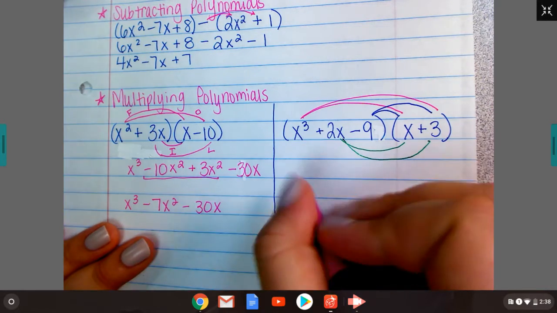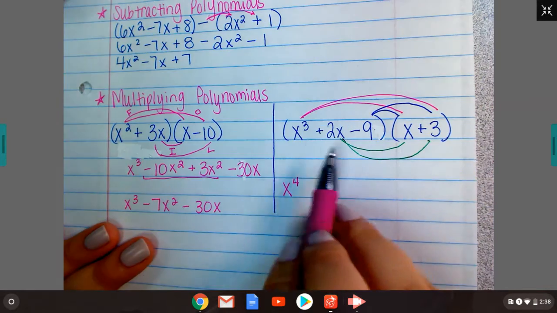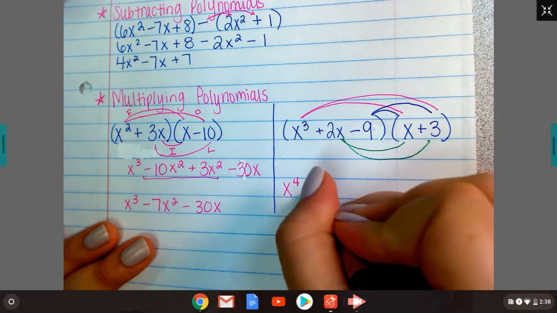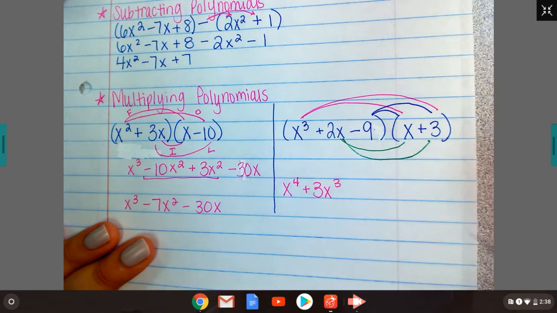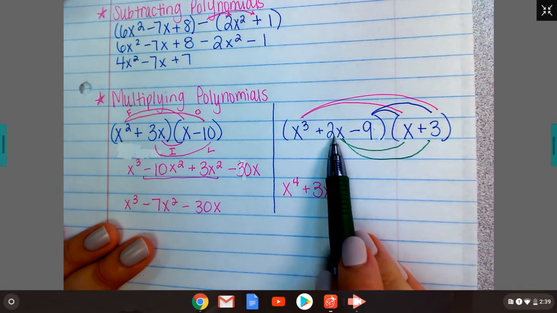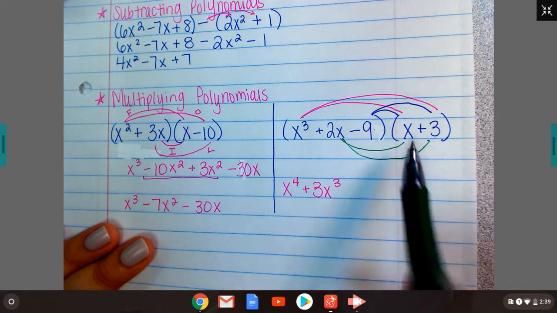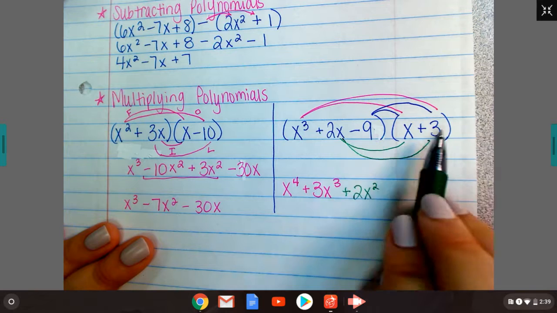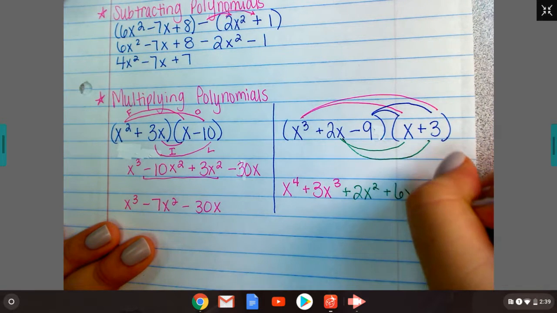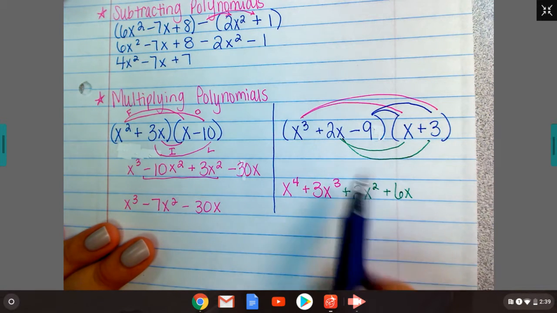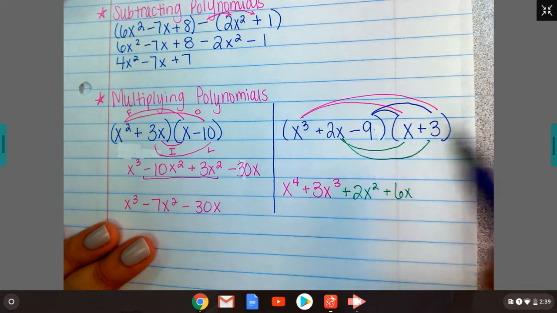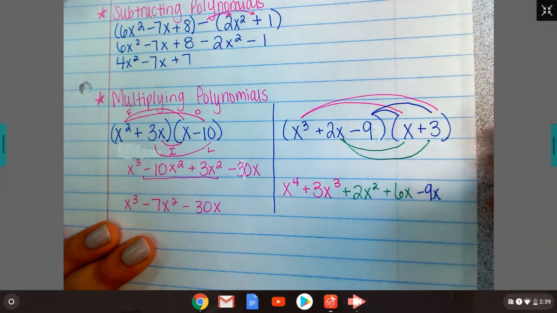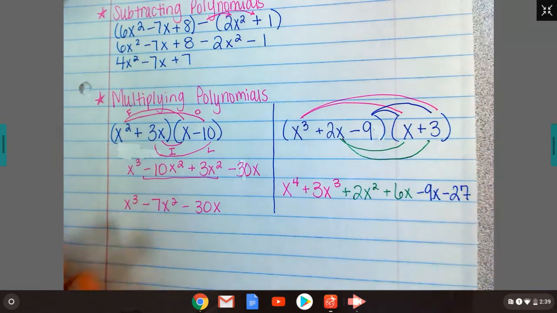x cubed times x is x to the 4th. x cubed times 3 is 3x cubed. My green ones, 2x times x is 2x squared. 2x times 3 is 6x. And lastly, our negative 9 times x is negative 9x. Our negative 9 times 3 is negative 27.